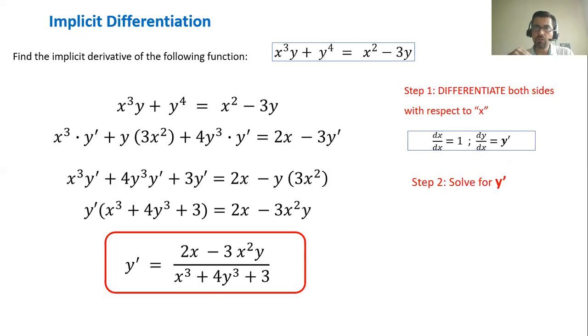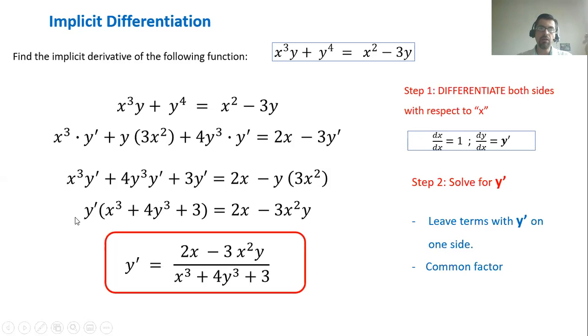The second step is to solve for y prime, which we usually do in three little steps. Take all the terms with y prime on one side, which is what we did here. Next, it's the standard procedure: you factor out the common factor, y prime, and you divide. And then you have your answer.